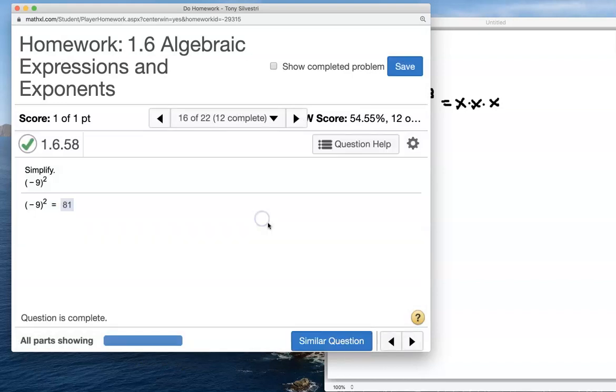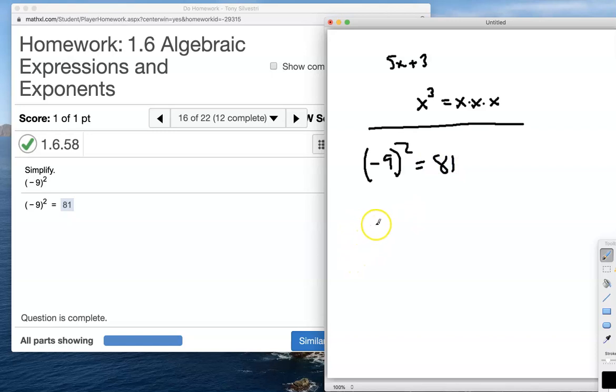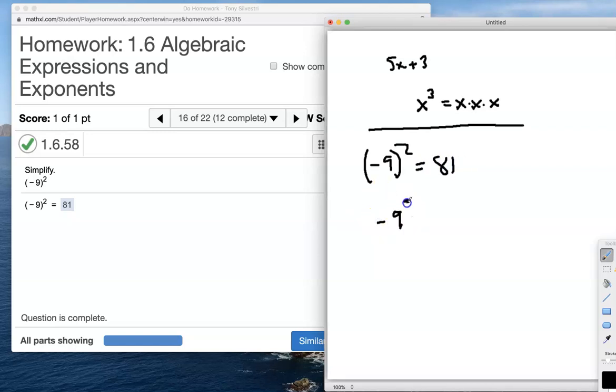Good job. Now, before I go on to the next one, I do want to talk about something. We just did negative 9 squared, and we know that answer is correctly 81. But wonder if there was no parentheses. Say you had minus 9 squared like that with no parentheses.